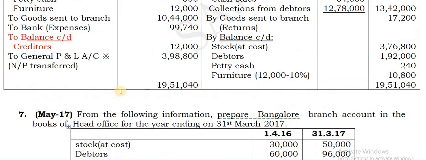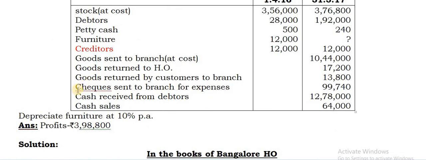Like how we have ignored in the previous problem. Which one? This. That is the goods returned by the customers to branch. It is nothing but the sales returns.